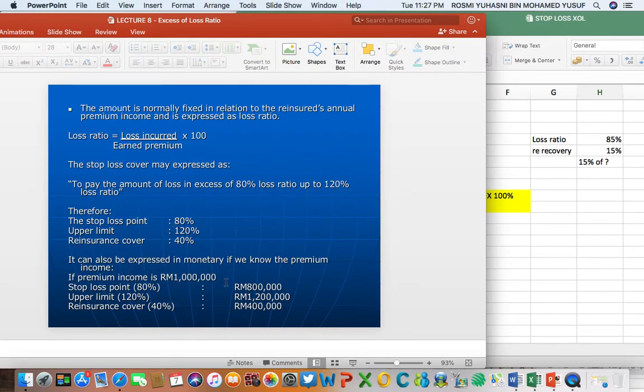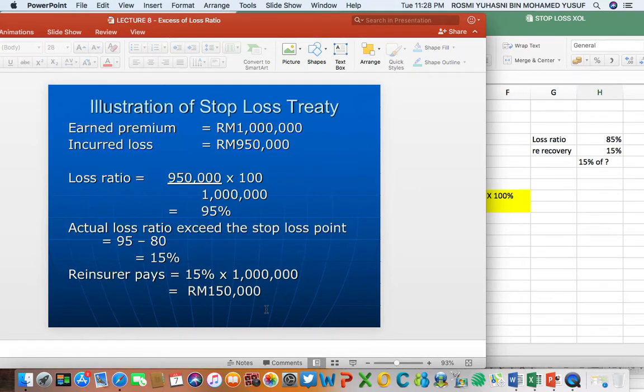If we convert it into monetary value, if we know the premium income, we can know in terms of monetary value, 80% is equal to 800,000. 80% of this 1 million, and the upper limit 120% will be 1.2 million, 120% of this premium income. Reinsurance cover is 40%, meaning that 40% of the premium income is 400,000.